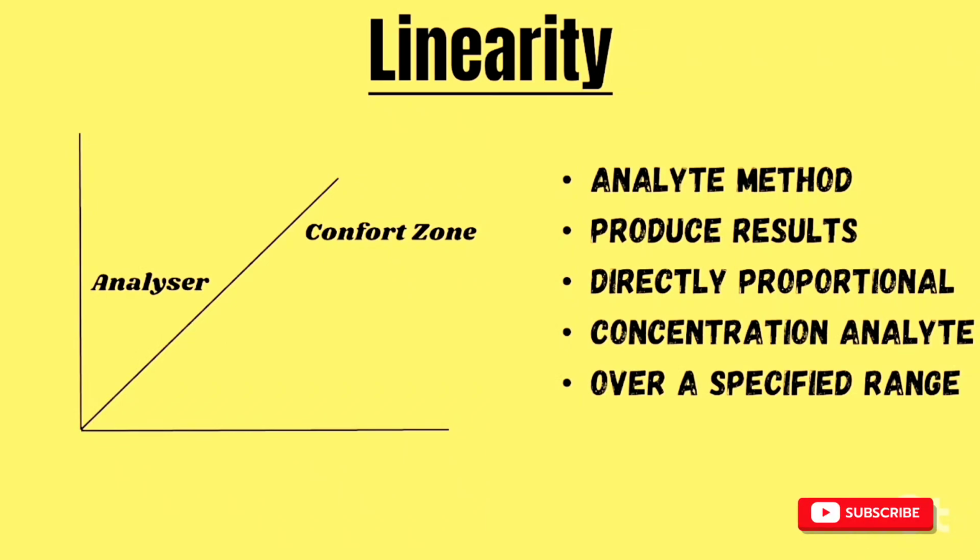So maybe I should put it in my own words. Just see it this way. Let's say that you are measuring bilirubin, for example, and that bilirubin gives you an absorbance of 0.9.